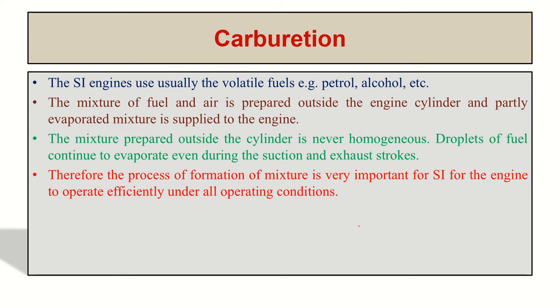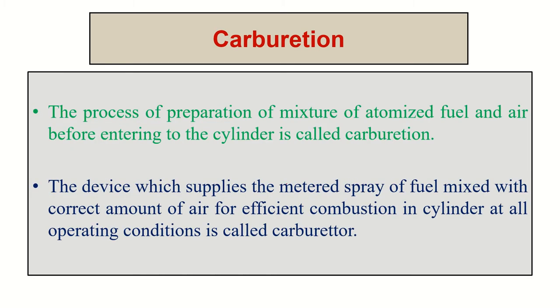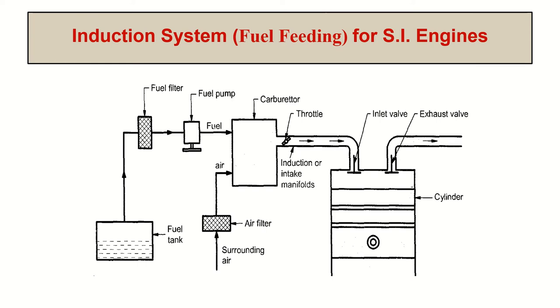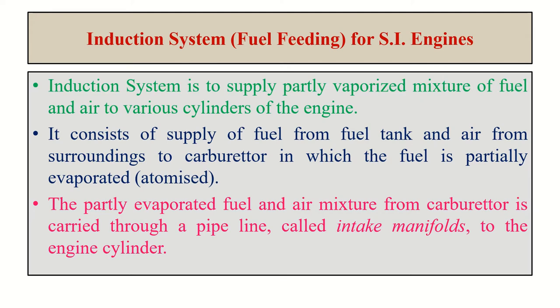So, as I mentioned, what is a carburetor? A carburetor is a device which prepares air fuel mixture in the required proportion. The device which prepares this air fuel mixture, we call it a carburetor. So as I already mentioned, you get the fuel, you get the air, it prepares the air fuel mixture. That device, I call it a carburetor.